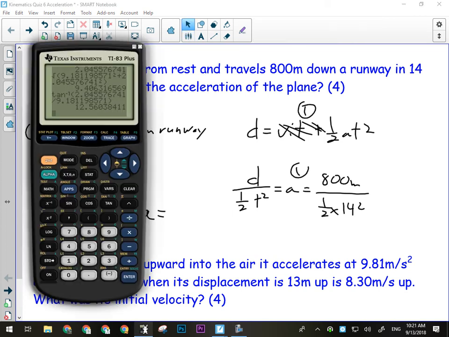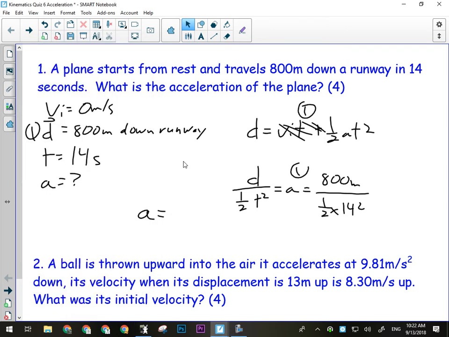All right, so our acceleration is going to be 800 divided by 0.5 times 14 squared. So we're looking at an acceleration of 8.2, sorry, 8.2 meters per second squared down the runway.